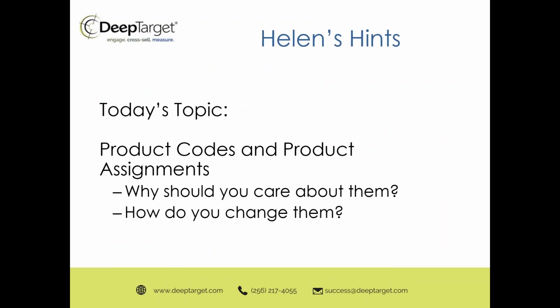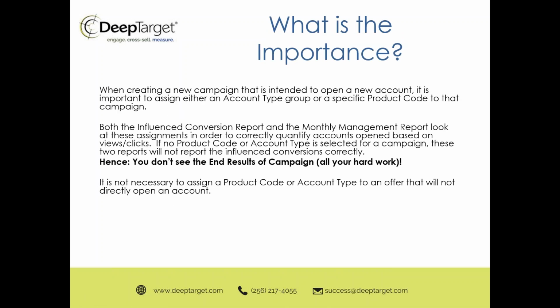Okay. Today's topic is about product codes and product assignments. And probably when you went through DeepTarget training, the person who trained you told you that this is one of the most important pieces of DeepTarget. This is how you can make sure that your campaigns get set up correctly and that you can track them. And when you look at your management reports, you can really see the effectiveness of your campaigns. If you don't have these set up, you might get erroneous results. That's right. So today we're going to talk about why you should care about them and how you change them.